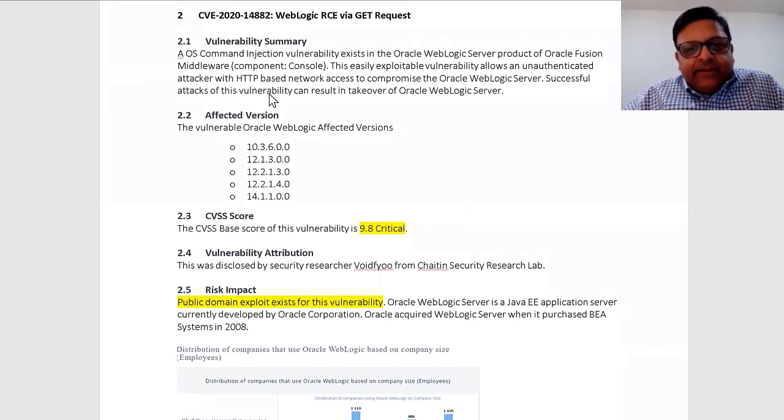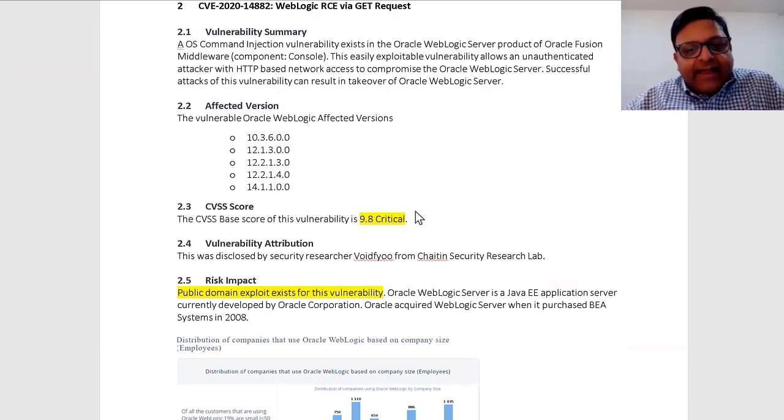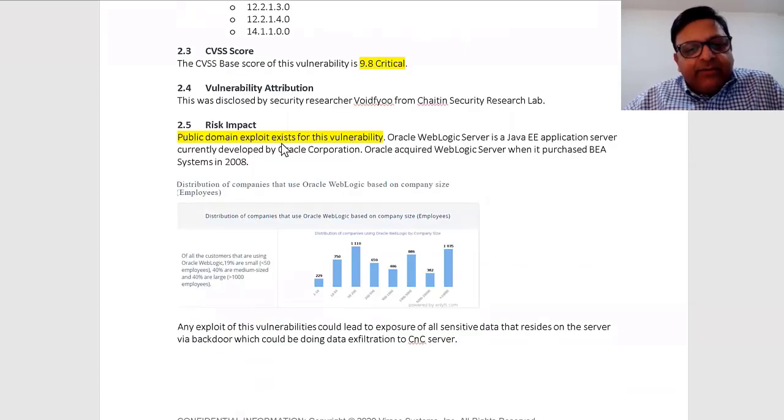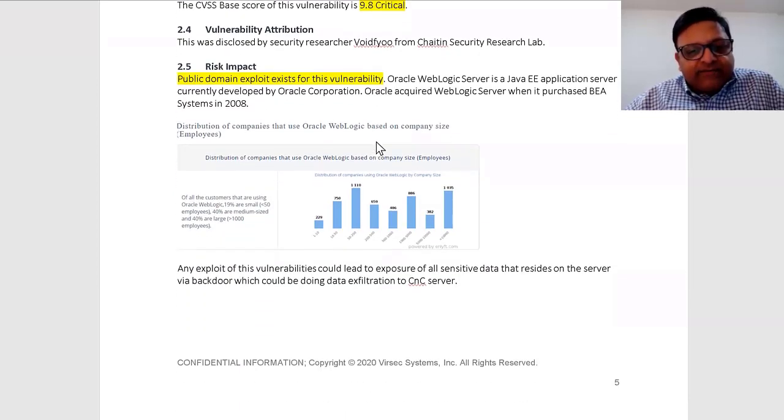The WebLogic servers that are affected are a very wide range. Many of these servers existed several years ago as well. So this has been a long-standing problem, and it's a very high criticality score. So this is one of the reasons to pick it up. And because a public domain exploit exists, you can expect a whole bunch of people to be able to exploit this vulnerability.